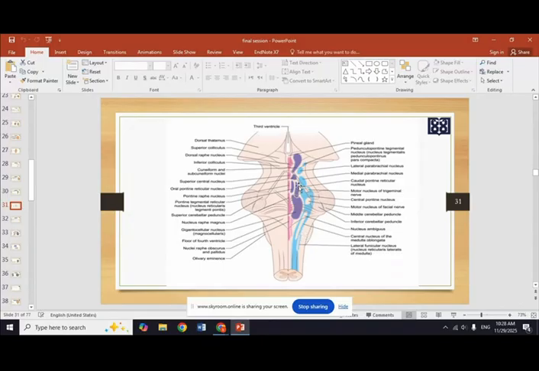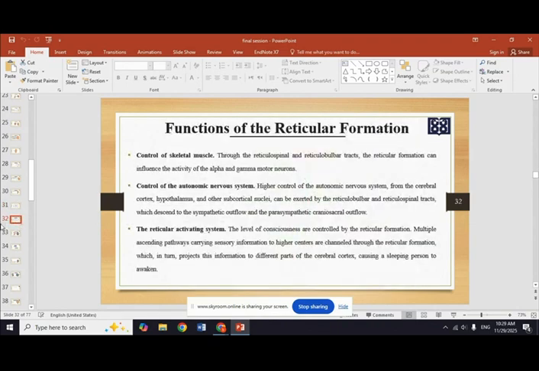You can see another picture. We have the first column, the second one, and the third one. By means of connecting, it is involved in wakefulness, mood, and pain. I also wrote the functions for you. I told you about the control of skeletal muscle by sending information to the spinal cord. Also controlling the autonomic nervous system by receiving information from the upper part and sending it to the lower part, to the parasympathetic or sympathetic part of the spinal cord. And also the reticular activating system.